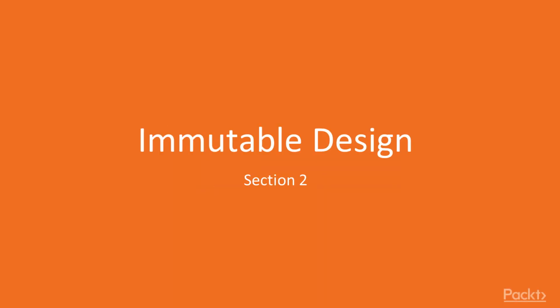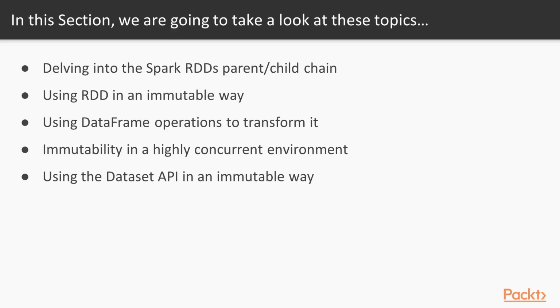Welcome to the second section of our course. In this section, we'll be looking at the immutable design of Apache Spark. Firstly, we'll delve into the Spark RDD parent-child chain. We'll try to implement our own RDD that inherits the parent properties.